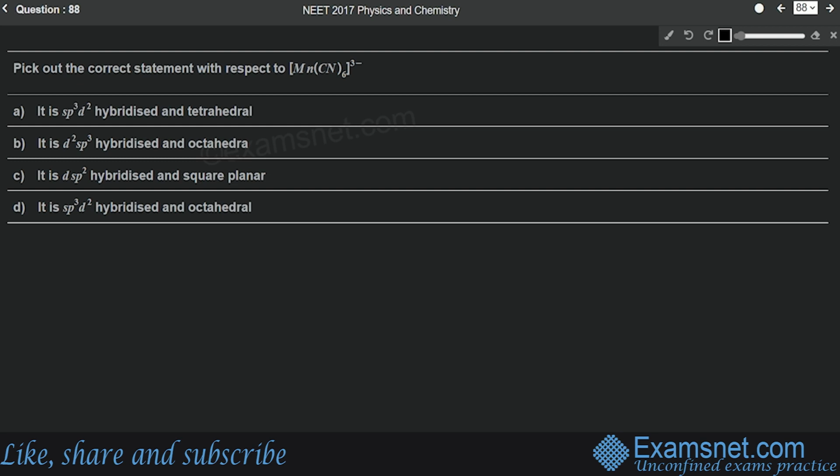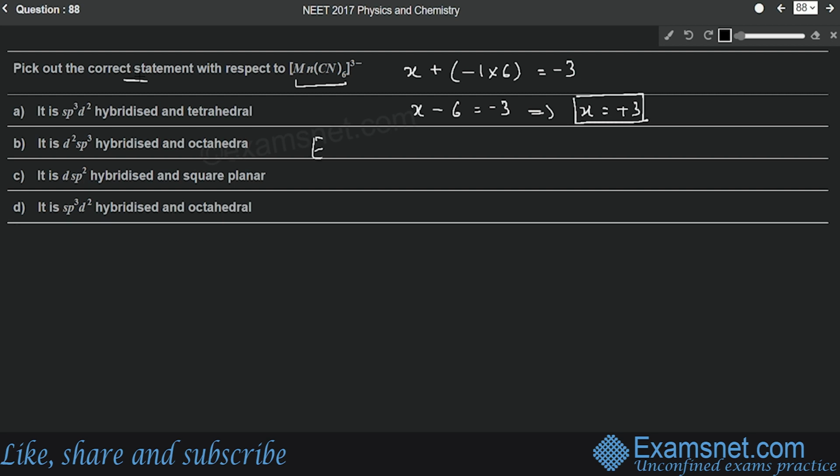Question number 88 is from the chapter coordination compound, and the question is: pick out the correct statement with respect to [Mn(CN)6]3-. So we have to find the correct hybridization and structure of this compound out of the given options. Let's find out the oxidation state of manganese first. Let's assume this is X. For each cyanide ion it will be -1, so for 6 cyanide ions it will be -1 into 6, and that will be equal to the overall charge, that is -3. That means X minus 6 will be equal to -3. So what will be the value of X? It will be -3 plus 6, that is +3. That means manganese is in its +3 oxidation state.